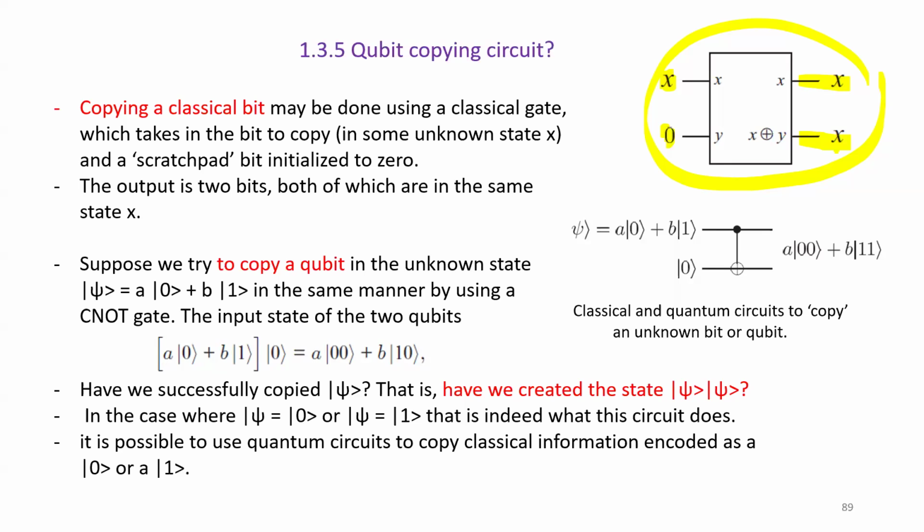So I now made another copy of X. So that is possible classically. Now, the question is, can we make a copy of a qubit like what we did with the classical bit? So the classical bit, we can make a copy of it, cloning it.